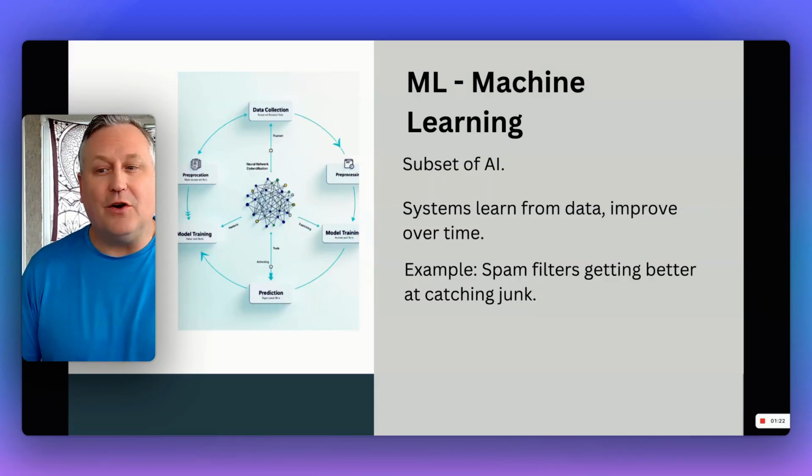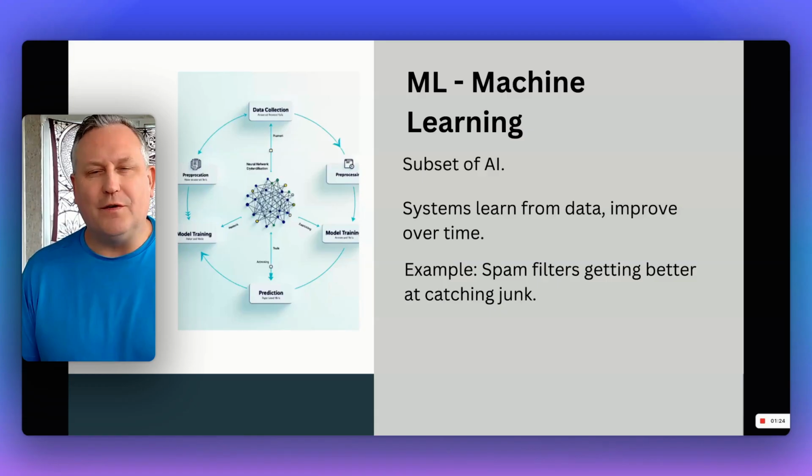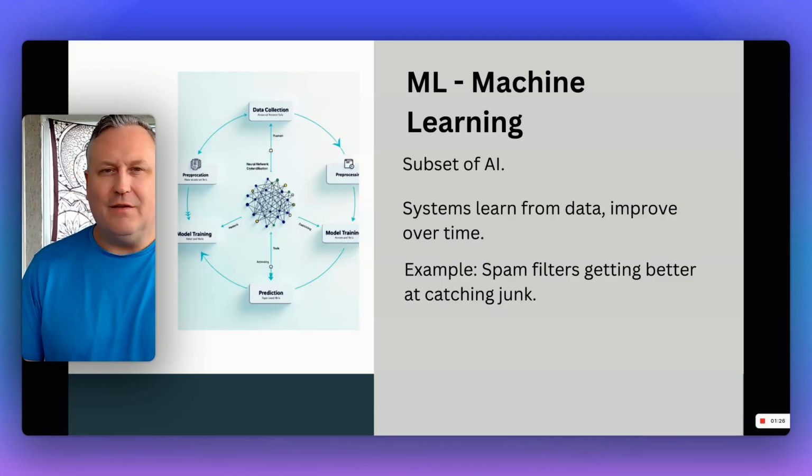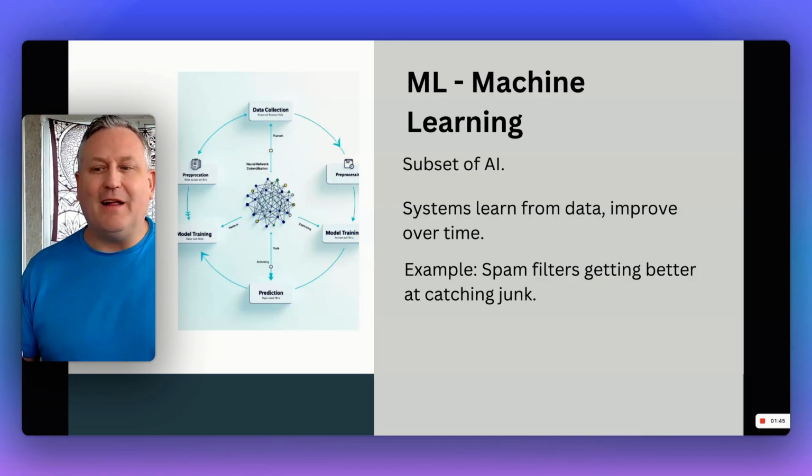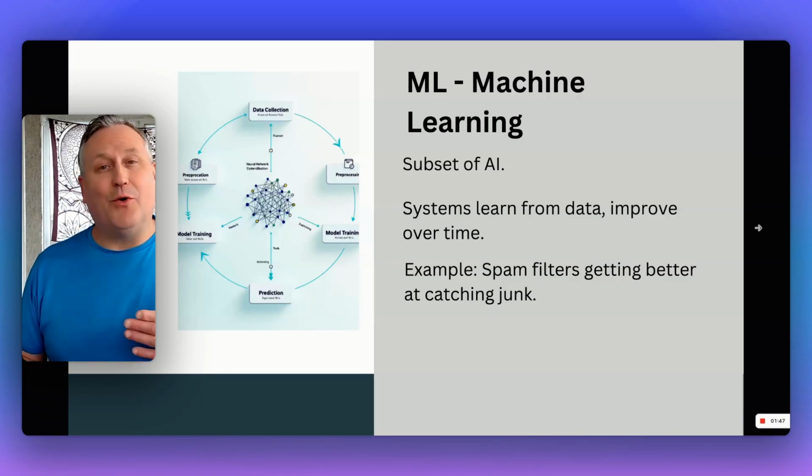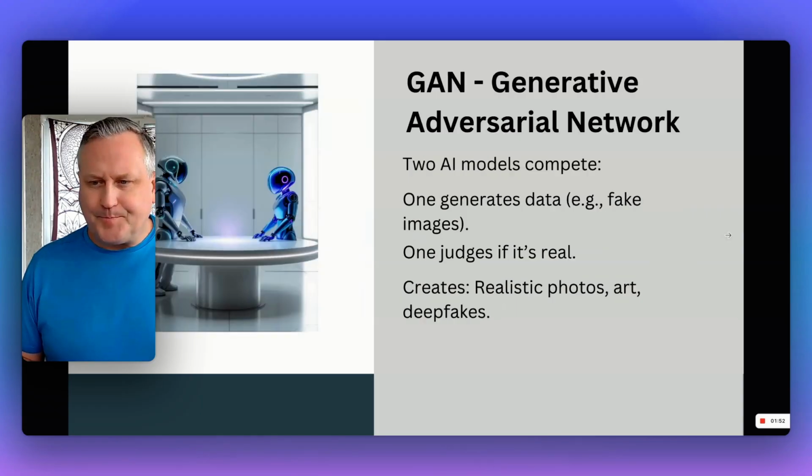ML, machine learning. Now, this is a subset of artificial intelligence. This is systems that are learning from data and improve over time. So the machines are learning. You can think of spam filters getting better at catching junk. That's one of the main ones. Probably we all don't really know what's going on, but why you don't get a lot of spam is that your Gmail or whatever account you use is constantly looking at the spam that's coming in. It's learning, adding that to its filters. At its basic level, that's machine learning. It gets more complex than that, but that's a good example.